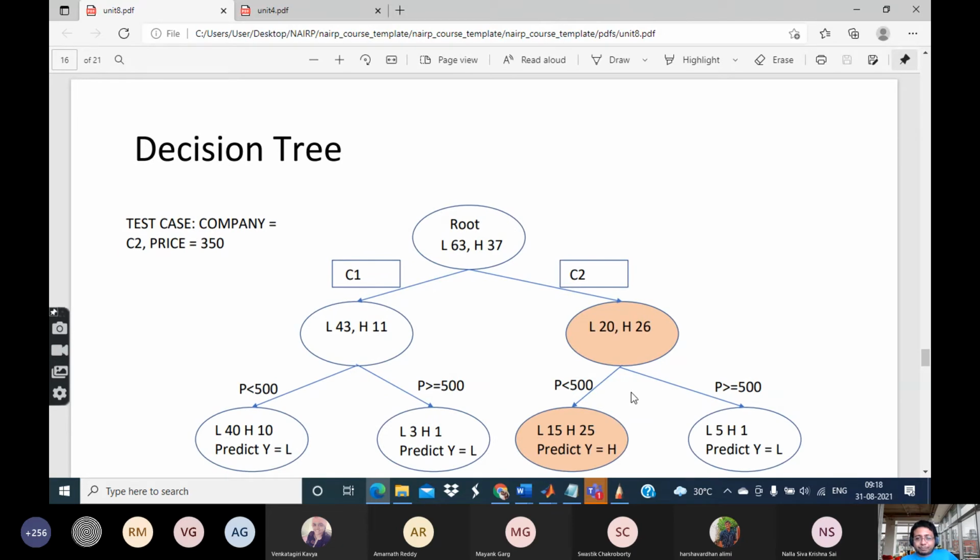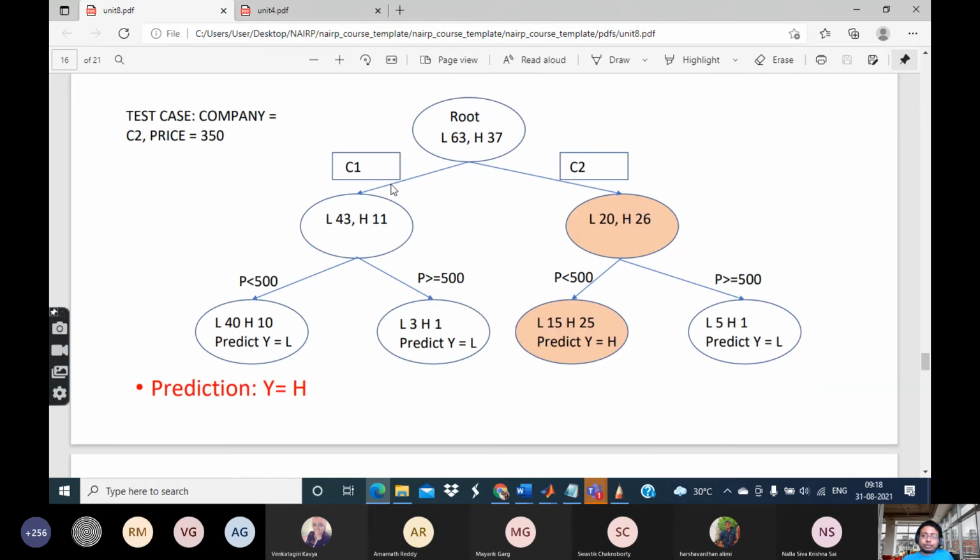So if the depth of the tree is high, that means... I'm sure you know what is meant by the depth of a tree. You have all studied it. Whatever the depth of the tree, that many feature computations I have to do. In this case, if the height of the tree is 2, then I have to do 2 calculations. First, I check the value of the feature called company. Second, I check the feature called price.